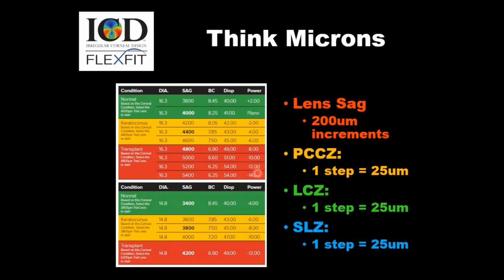One of the things you'll notice in a fitting set is the trial lenses go in 200 micron steps in sagittal depth. So if you've put a lens on with inadequate depth, you put on the 4400, then you want to go up to the 4600, go up 200 microns higher or more if necessary. Conversely, if you need to go down in height to reduce the apical clearance, you'll go from 4400 down to 4200. Now remember that we are always thinking about sagittal depth with the ICD.